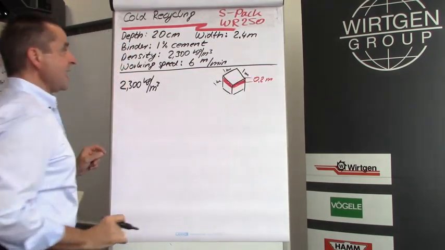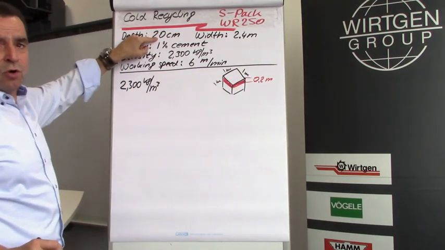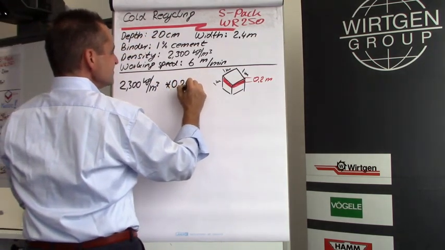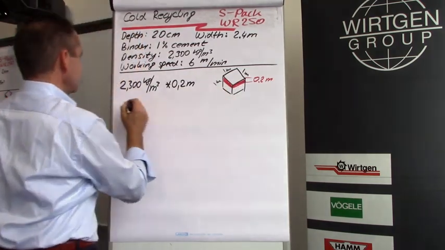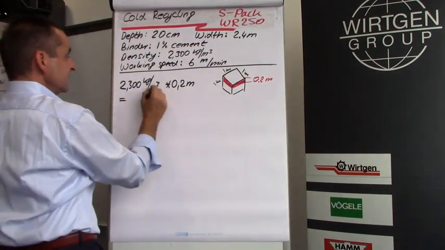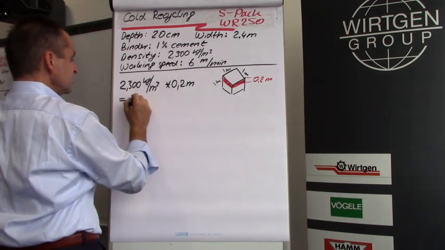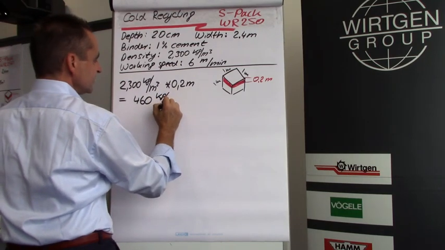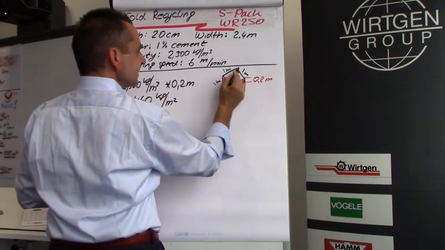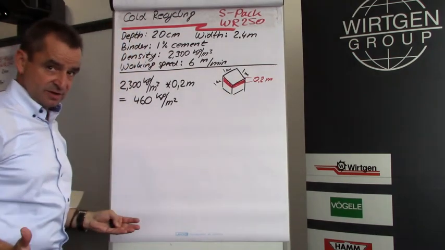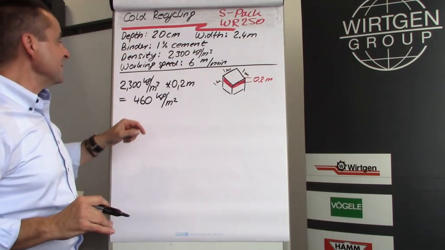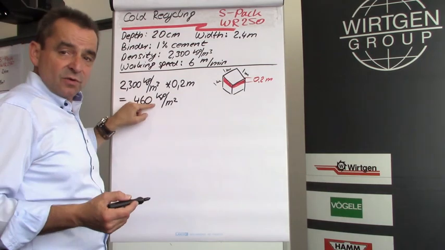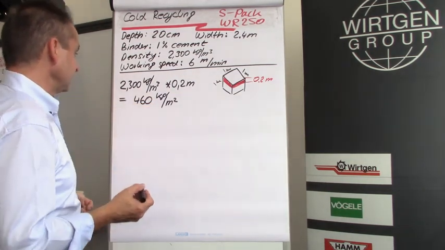This is our cube. Now we have to work 0.2 meter deep, times 0.2 meter. This is our working depth. This equals 2,300 times 0.2, which is 460 kilograms per square meter. So per each square meter on our job site with a depth of 0.2 meter, we mix 460 kilograms of existing material.